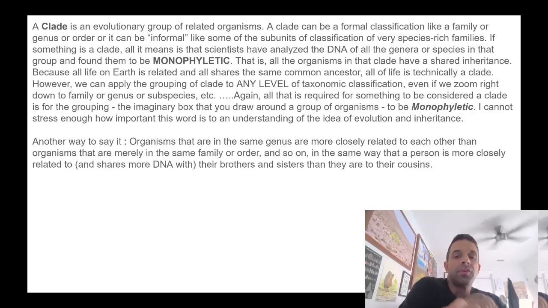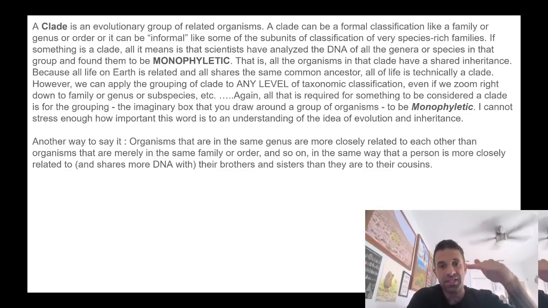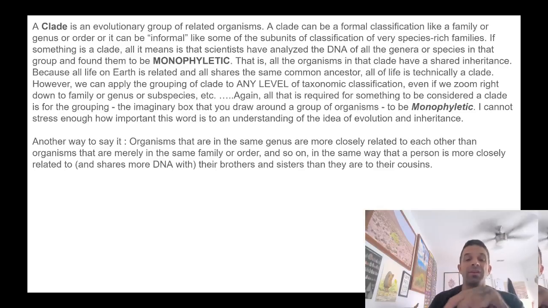So we can apply the grouping of clade to any level of taxonomic classification, whether it's class or division or order or family or down to genus, species, etc. All that is required for something to be considered a clade is for the grouping, the imaginary box that you draw around a group of organisms, to be monophyletic.